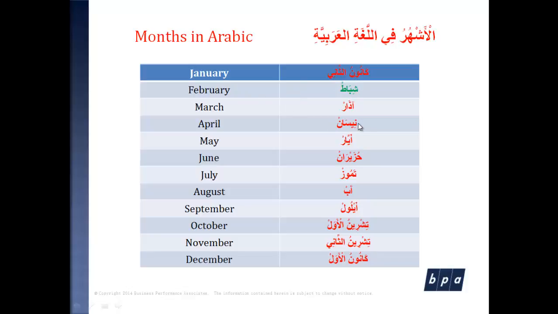Shibat for February, Adar for March, Nisan for April, Ayyar for May, Huzayran for June, Tammuz for July, Ab for August, Aylul for September, Tishrin al-Awwal for October, Tishrin al-Thani for November, Kanun al-Awwal for December, and Kanun al-Thani for January again.